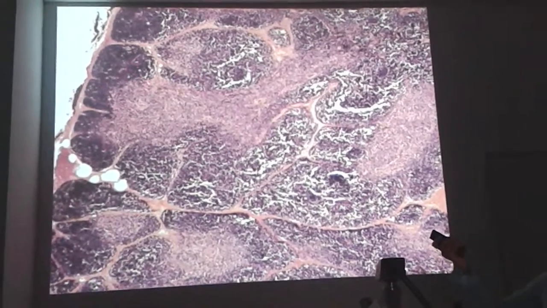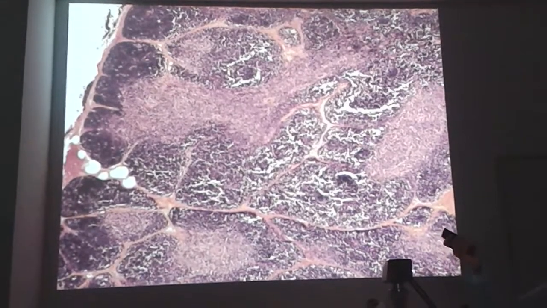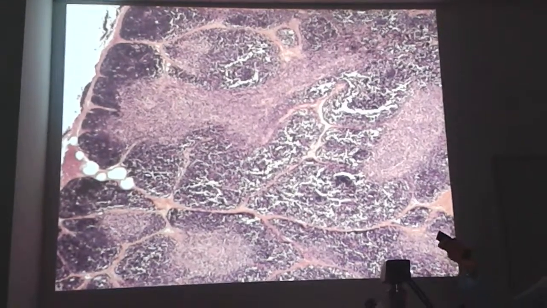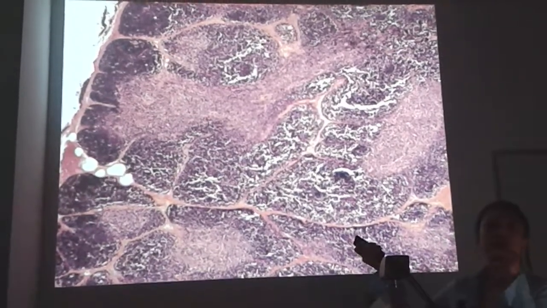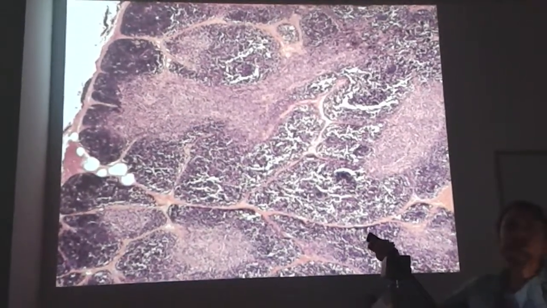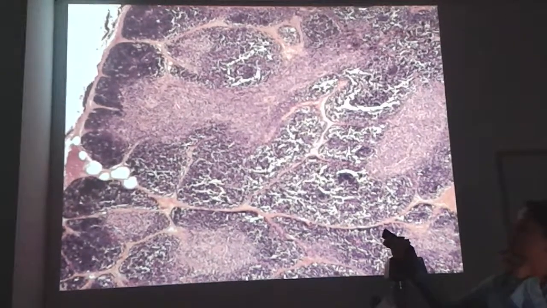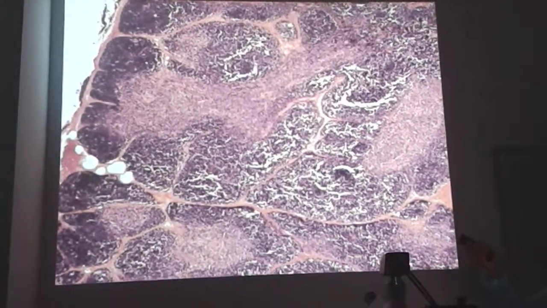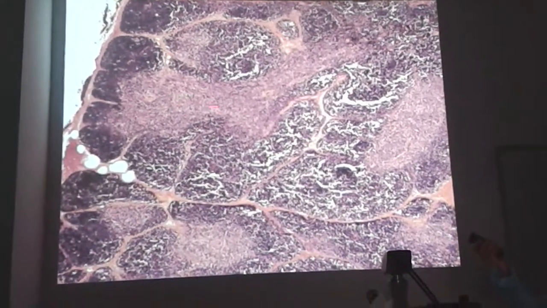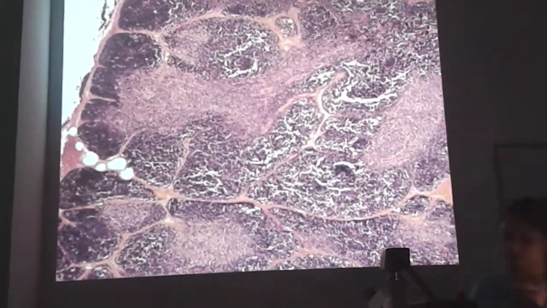And when we look at the medullary region of the thymus, you will see lots of macrophages, lots of dendritic cells, but few T lymphocytes. You will also see medullary cords and sinuses. So let's magnify our image.